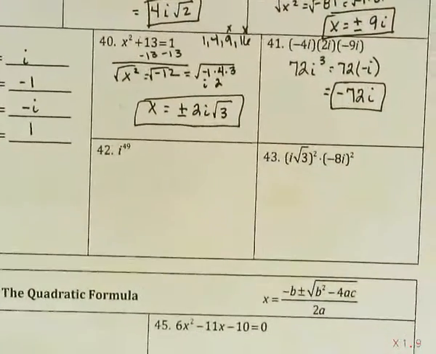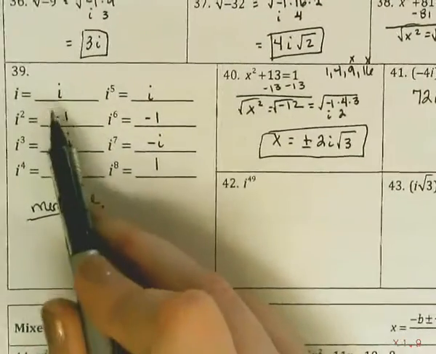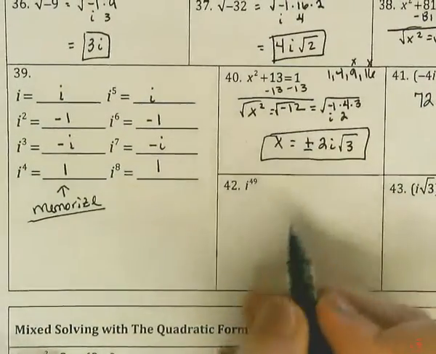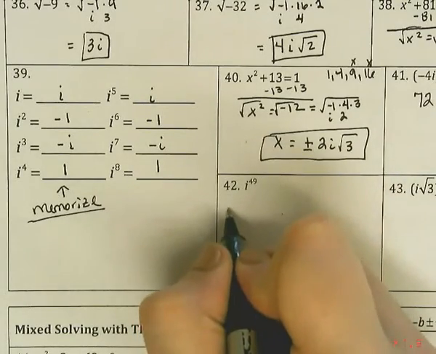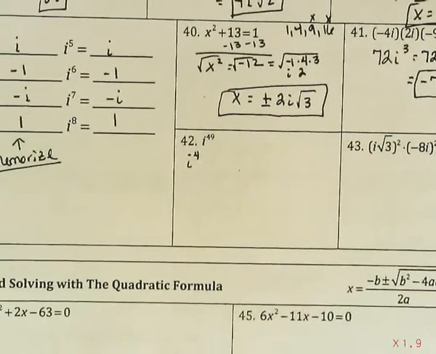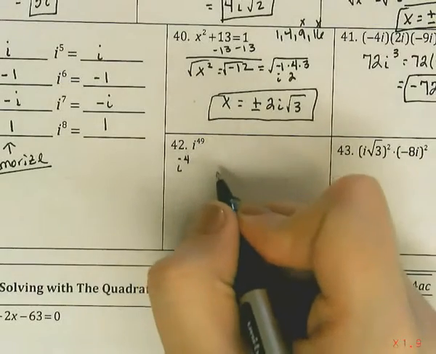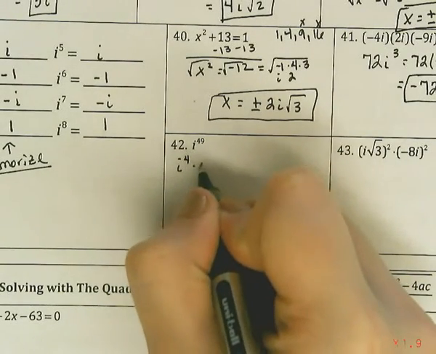Okay, i to the 49th. We're going to use these over here to get i to the 49. So we can write i to the 4th. We have to figure out how many times we need to write i to the 4th. You could do that by just writing them down: times i to the 4th, times i to the 4th, times i to the 4th. So I'm going to do that.